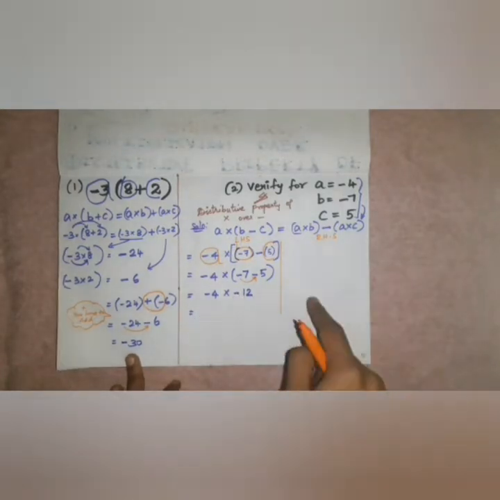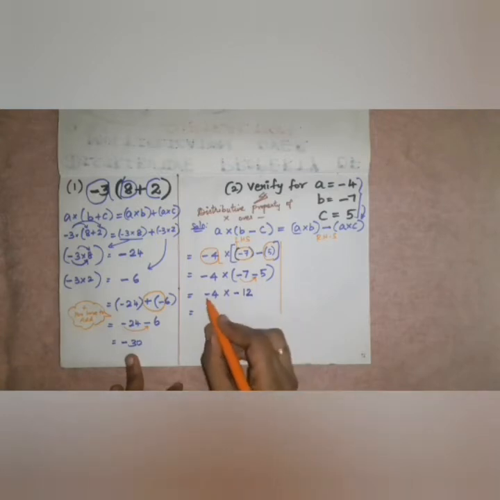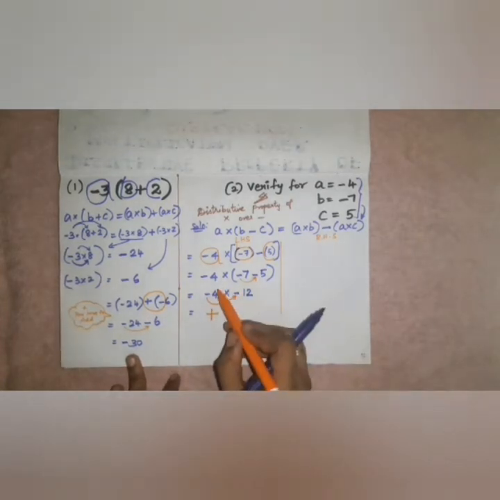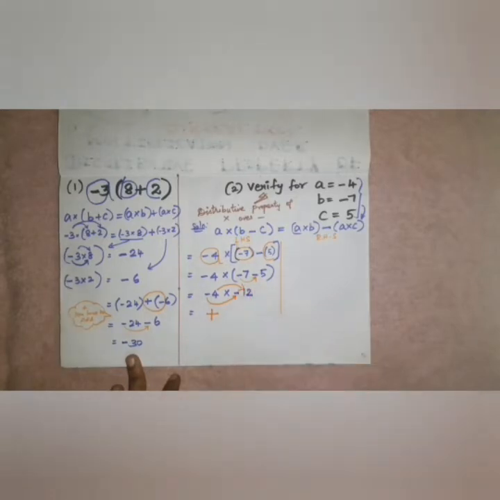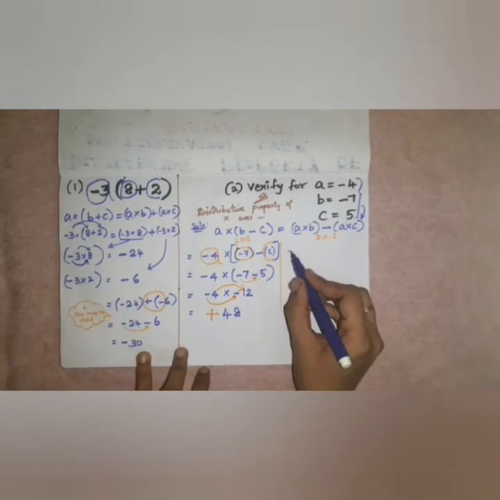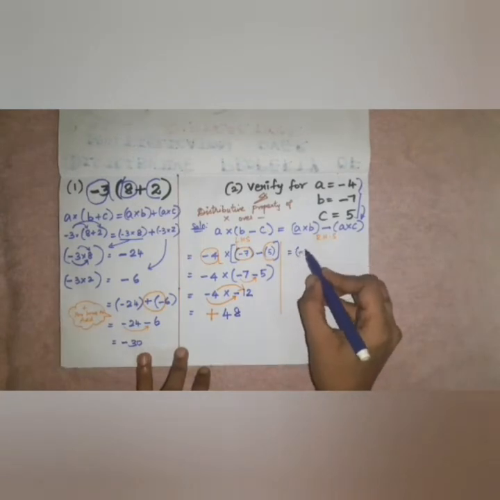You have to multiply. When you multiply, you multiply the signs: minus into minus is plus. Like signs will give you positive. 4 into 12 is 48. So the left hand side value, I get positive 48. Let's do the right hand side and check whether I get the same or not.